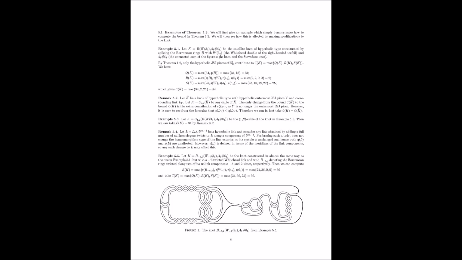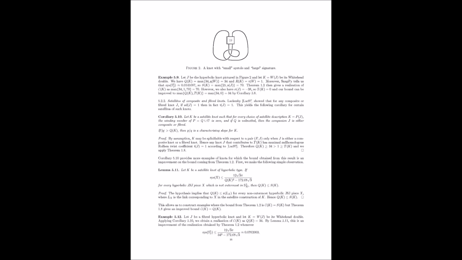For this particular knot, they find that QK is 34. Okay. RK is 2, and SK is 25. And since CK, that magic number, is the maximum of those three values. Right. It ends up being 34 in this case. Exactly. Which means any Dehn surgery performed on this knot along a slope whose denominator is greater than 34 will produce a manifold that uniquely identifies this knot. No other knot, when surgered along the same slope, will result in a homeomorphic manifold.